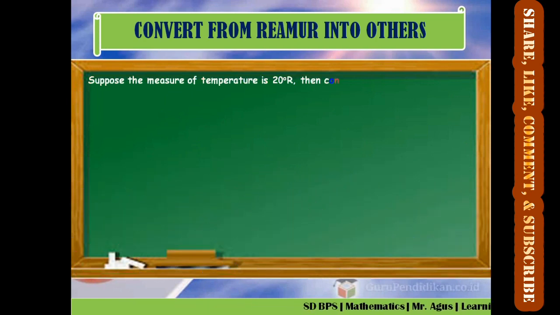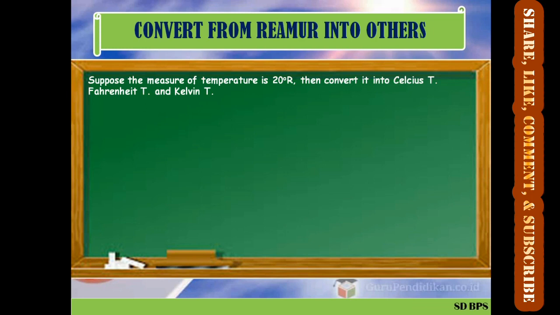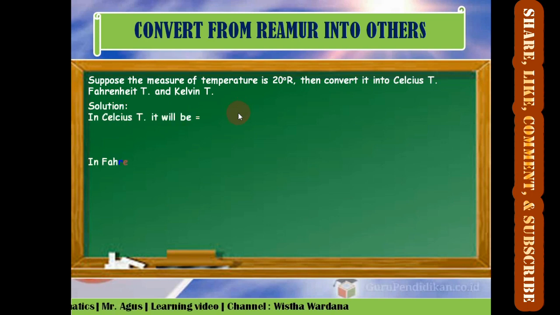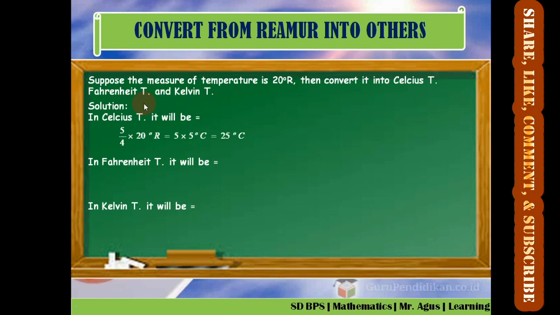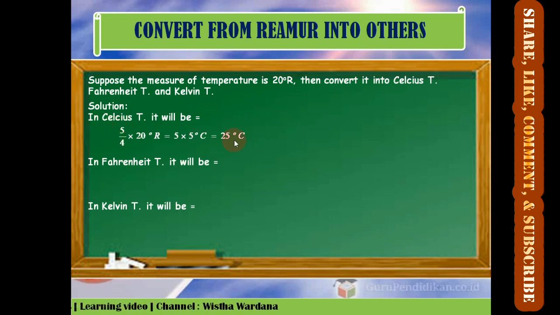In this example, the temperature is 20 degrees of Reaumur. Then, how do we convert it into the Celsius thermometer, Fahrenheit thermometer, and Kelvin thermometer? So, look at this one. This is the solution. In the solution, we have the solution like this.